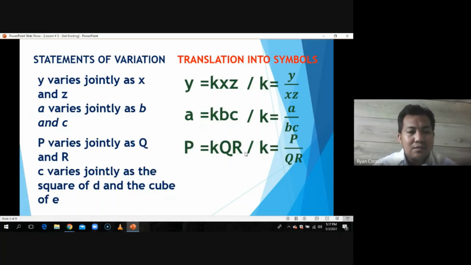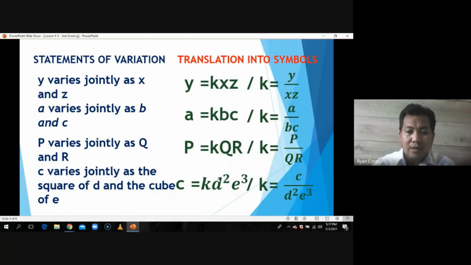So, next, C varies jointly as the square of D and the cube of E. So, it will be C is equal to K square of D, that would be D squared, and the cube of E, that would be E cubed. Then for K, association in terms of K, that would be K is equal to C on the side, nasa left side, ayun nasa numerator, yung dalawang quantities na nasa right side, ayun yung nasa denominator. So that's how we translate statements of variation into symbols involving joint variation.